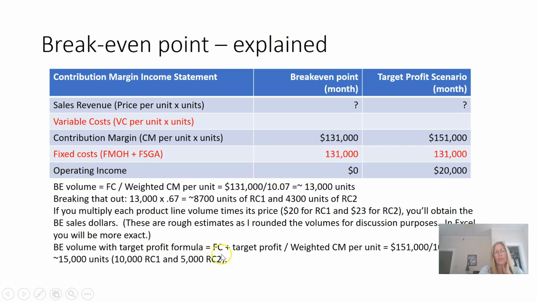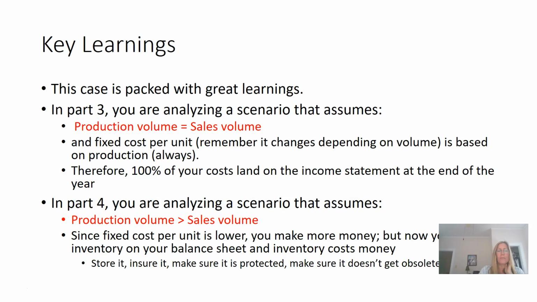With target profit, you just take your fixed costs, which were 131, there's your checkpoint, and you add to it the target profit per month for the first one you do, which was 20. So this is 151. And then again, divide by the CM per unit, it's 10.07. You get 15,000. Roll it back out, 2/3, 1/3 to get your product mix for each product line.